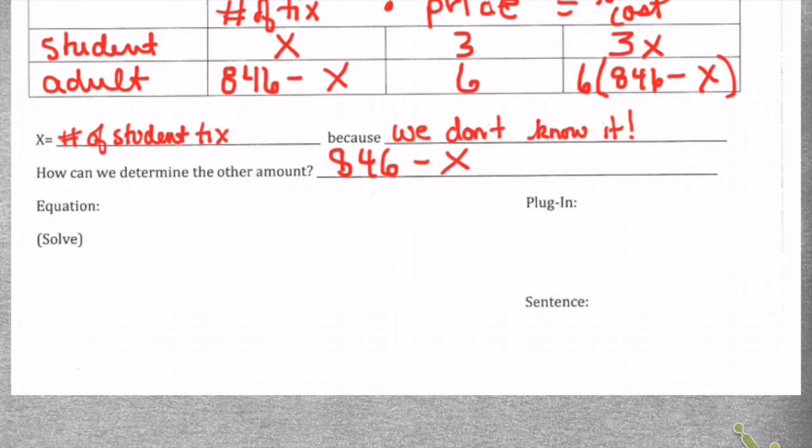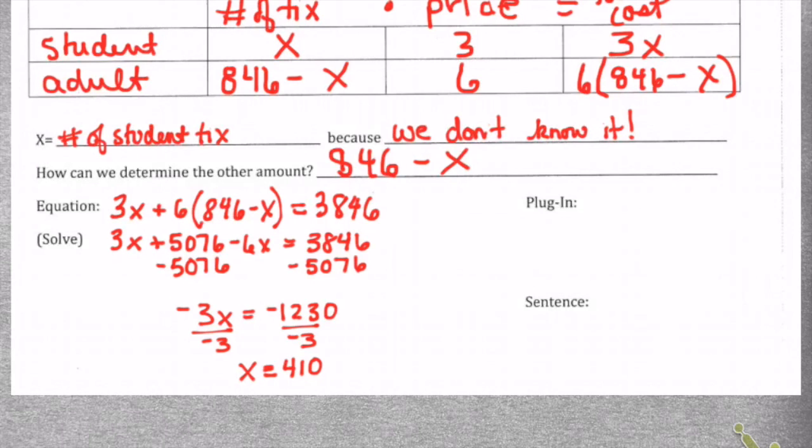So our equation, then, we take into account that we sold 846 tickets and that it was worth $3,846. So the costs of the student tickets together with the adult tickets gives us our equation. So for our equation, we have 3X for the student ticket money plus 6 times 846 minus X. And when we put those values together, we get the total fundraising, which is $3,846. And then we solve. I'd like you to pause the video and solve that equation.